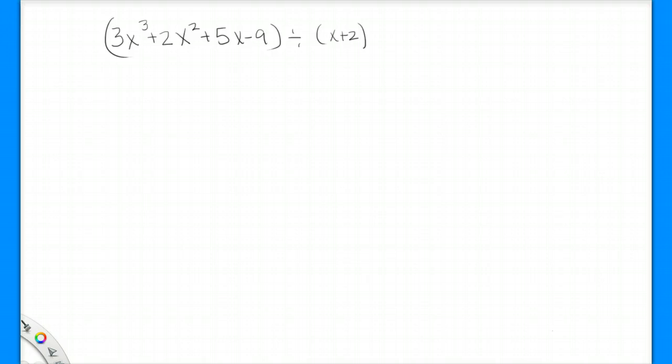Okay, we are going to learn how to use synthetic division to divide one polynomial by another. And I want to remind you real quickly how just plain division works before we do this. Let's just take a number, how about 27? And let's say we want to divide it by 5. Just remember how division works.